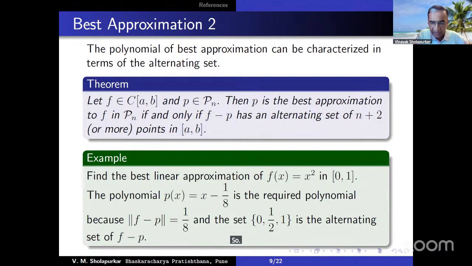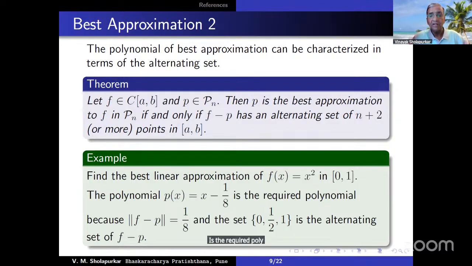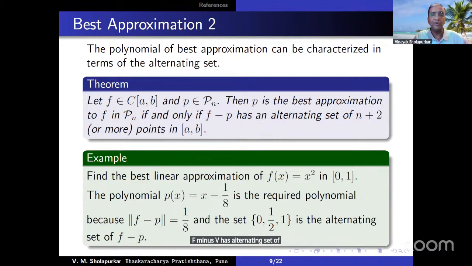So I say that x minus 1/8, this is a very specific polynomial, is the required polynomial of best approximation, which is anyway unique. Now you can check this by considering the theorem that is quoted above, which I'm not going to prove today because that itself will take more than 1.5 hours. So, a continuous function f and a polynomial P of degree less than or equal to n are given, then P is the best approximation of f in Pn if and only if, so this is the characterization, f minus P has an alternating set of n plus 2 or more points in [a, b].